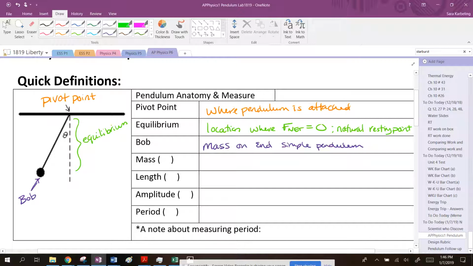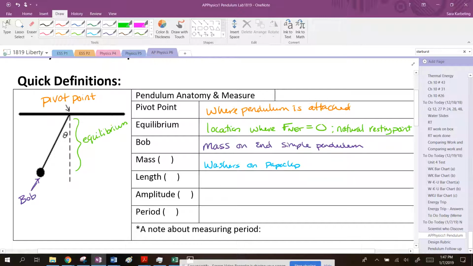So that's kind of the anatomy of the pendulum. These are the things that we're going to use to measure on the pendulum. So mass, it's the mass of the bob, or it's how much stuff the bob has, right? It's hard to describe that sometimes. For our pendulums today, we're going to use washers on a paperclip. And we're going to measure the mass of the washers on the paperclip.